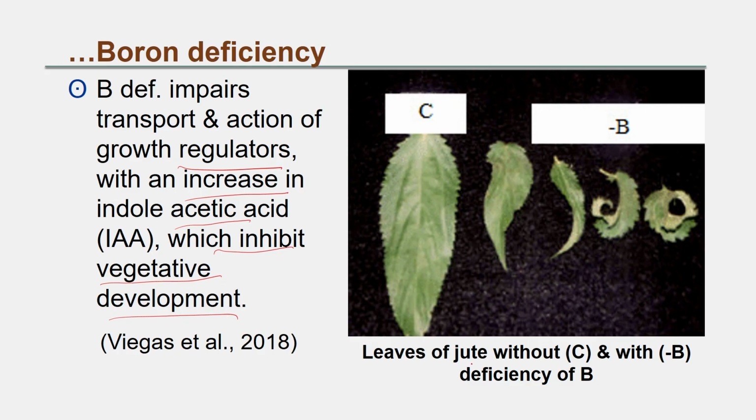So, you can see it can reduce the vegetative growth, and you can see on the right side the leaves of jute without boron. You can see the control leaf. It is green and having good growth. It is having full length, but you can see when boron is deficient, you can see the twisting of leaves, change in color, chlorosis of the leaves and reduced growth of the leaves.